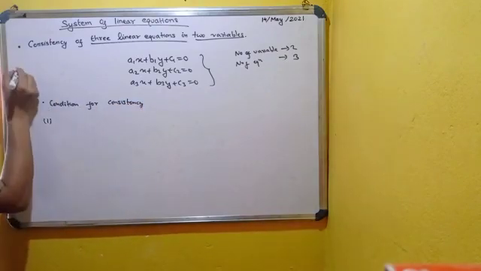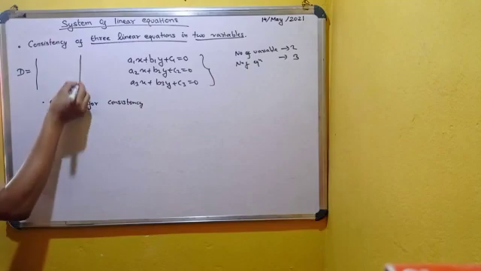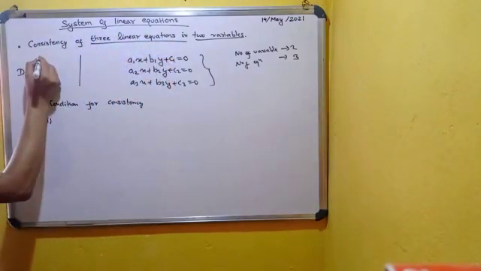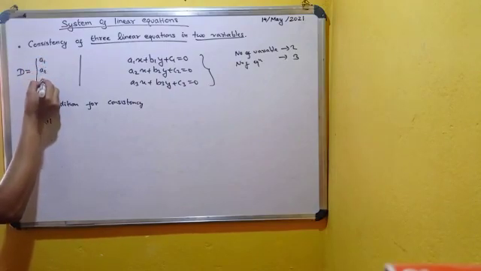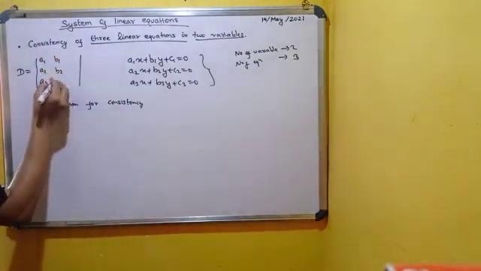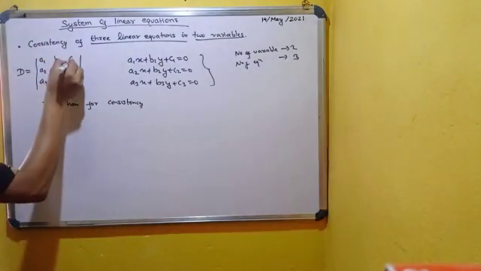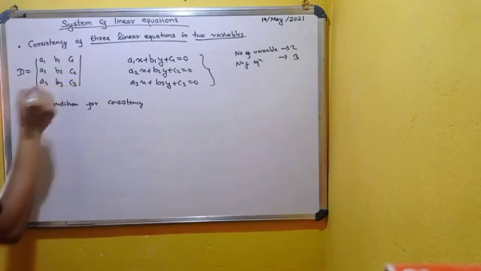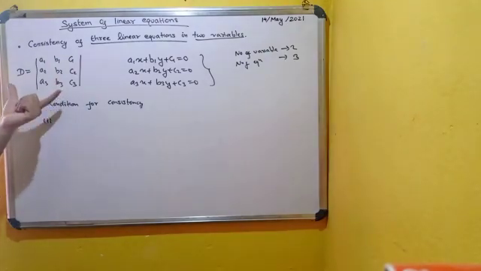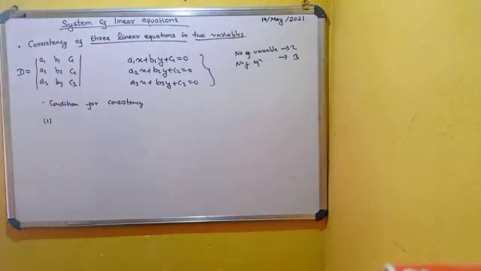For that, let us consider a determinant D formed by taking the coefficient of x, coefficient of y, and the constant terms. So a1, a2, a3. First, in the first column write the coefficient of x, in the second column write the coefficient of y, and in the third column write the constant terms. Now the value of this determinant will help us to check whether this system of linear equations is solvable or not.